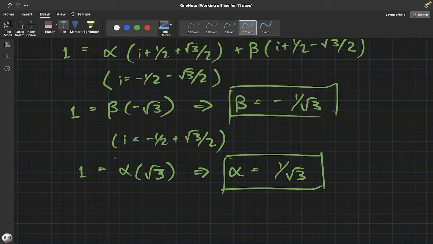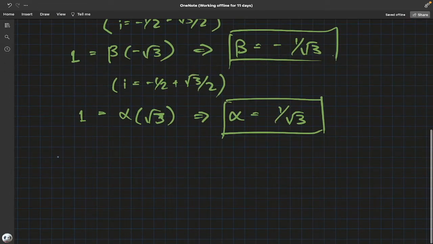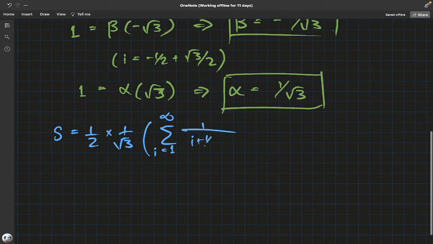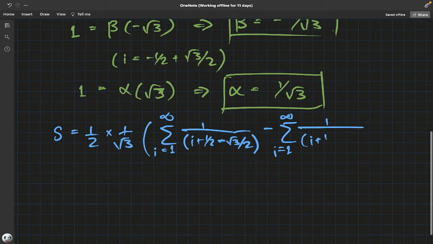So switching back to color blue. Blue is the color of progress for us in this case. I'm going to pull out the 1 over square root 3. We have a sum I equals 1 to infinity 1 over I plus 1 half minus root 3 over 2, minus sum I equals 1 to infinity 1 over the other guy, so 1 half plus root 3 by 2.